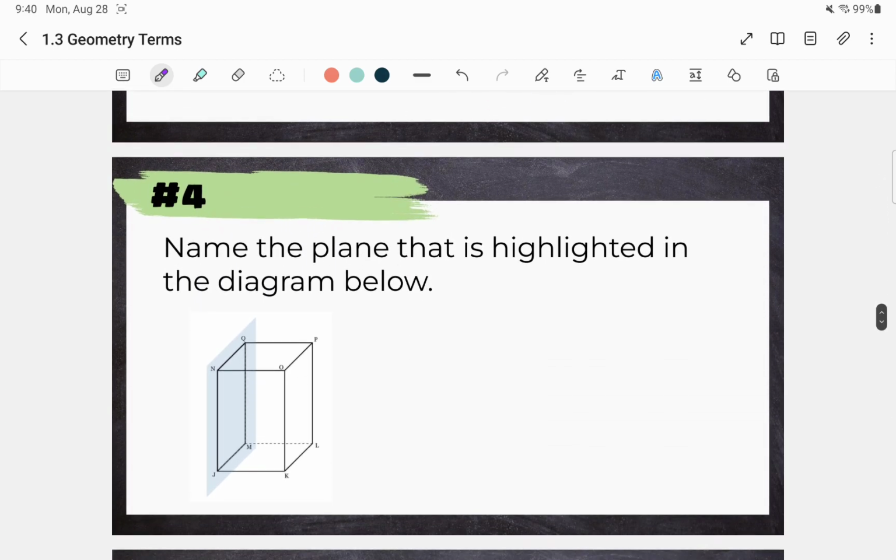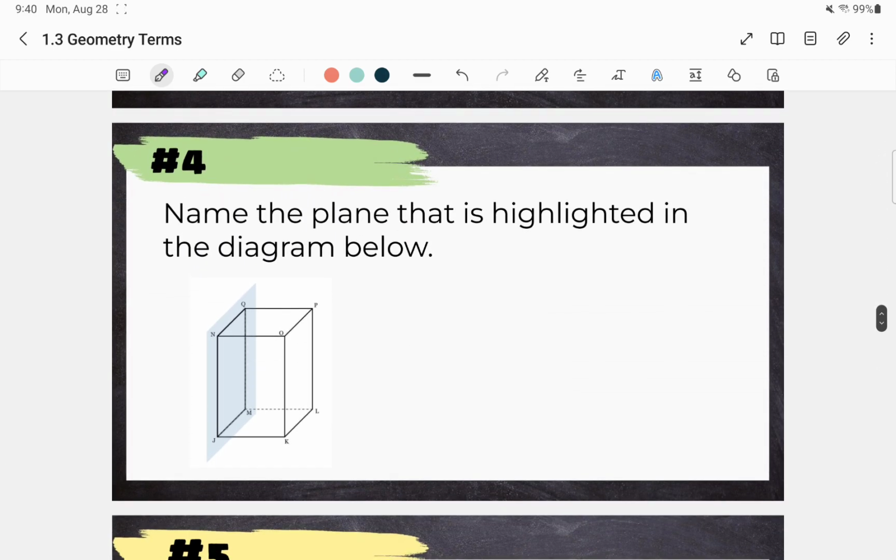Number 4, we're going to name this plane. So see how it's highlighted the side of the prism, or you can think of it as a box. The side of it is that plane that they are referring to. So we're going to use any 3 letters. I'm going to use Q, N, and J. There's several different answers for this, right? You're just going to name it with one. So can you use O, P, K, or L? No, it has to be 3 points that are on that plane.